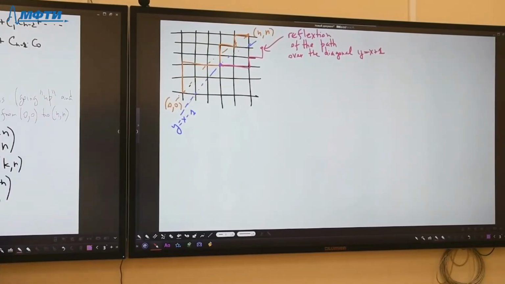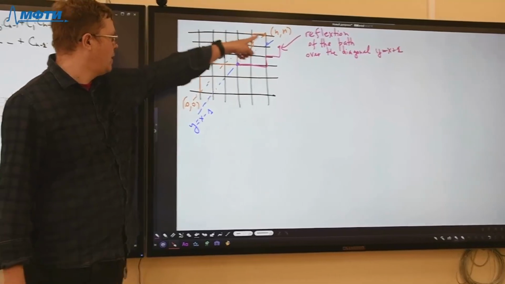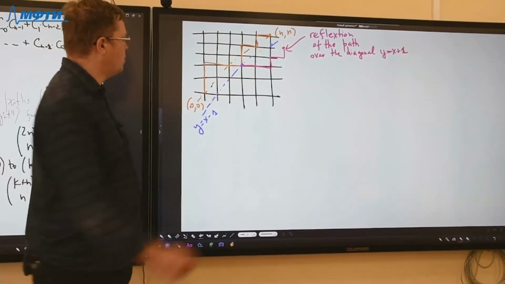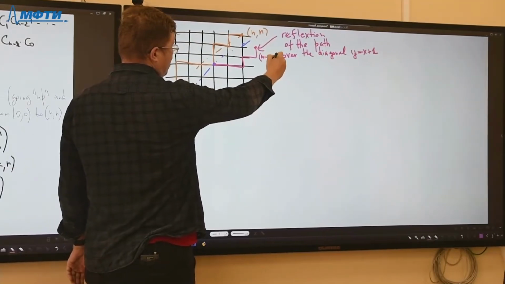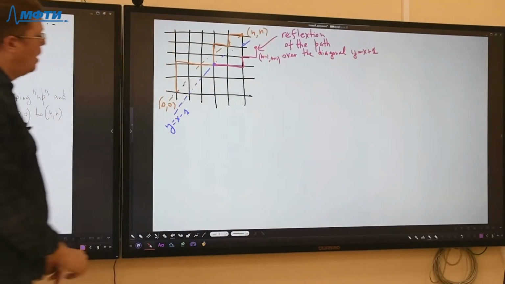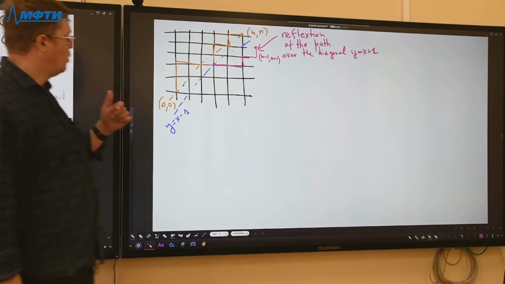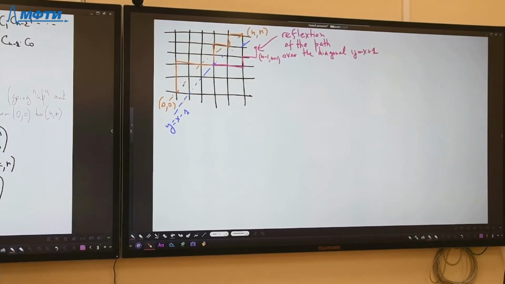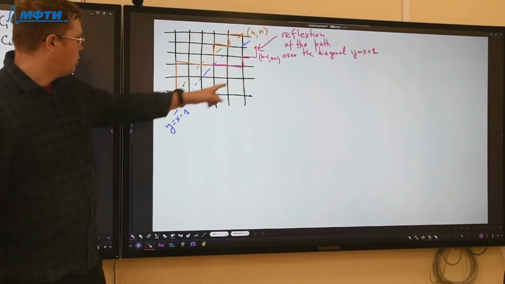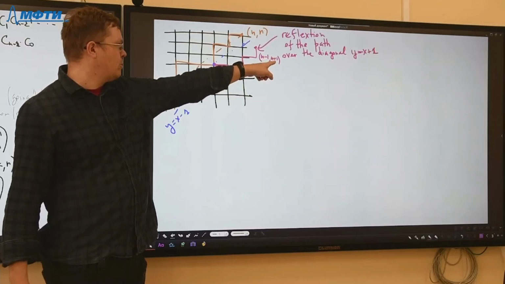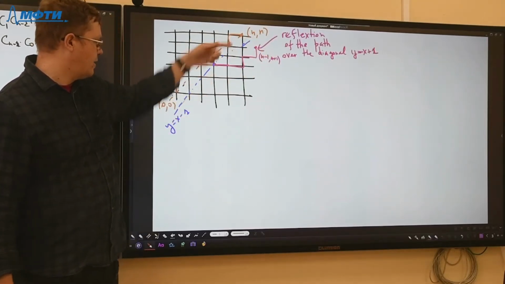So I want to prove that if I reflect this over the diagonal, then I will end not in point n, n, but at point n minus 1, n plus 1. And I want to prove that I have a one-to-one correspondence between all paths from 0, 0 to n minus 1, n plus 1, and all the paths from 0, 0 to n, n that go under the diagonal.